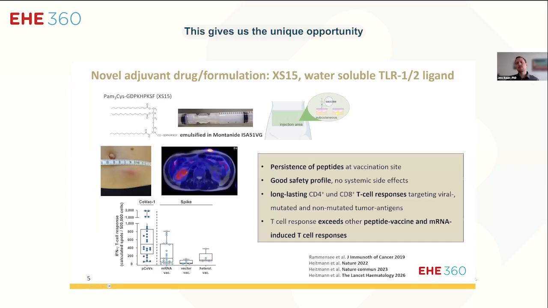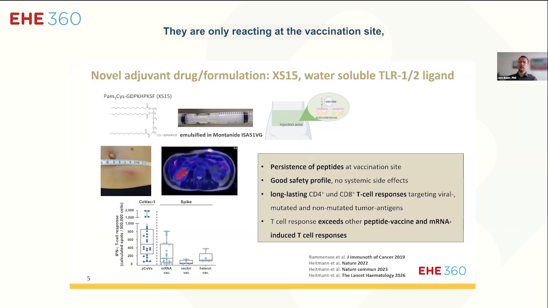This gives us the unique opportunity to have a very strong persistence of the peptides, because peptides in general are rather unstable, but if you formulate them like we are doing it, they are very persistent at the vaccination site. And this has 2 big advantages. The first one is they stay there for a very long time, and this leads to a very strong induction of T-cell responses. The other good thing is that we have a very good safety profile. The peptides are not going systemic.